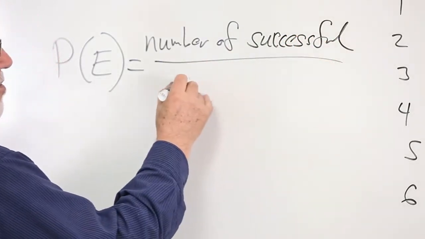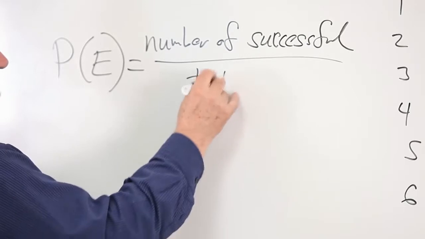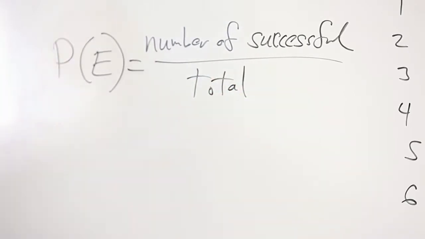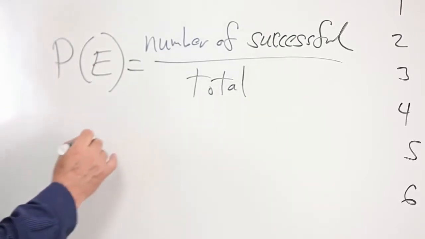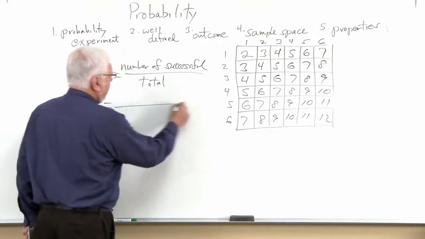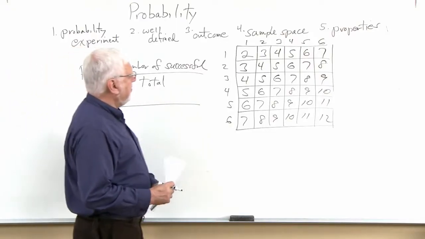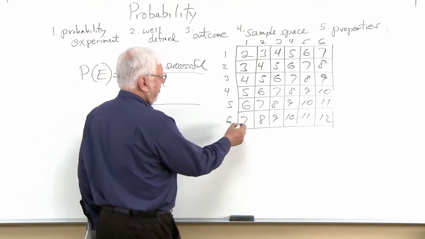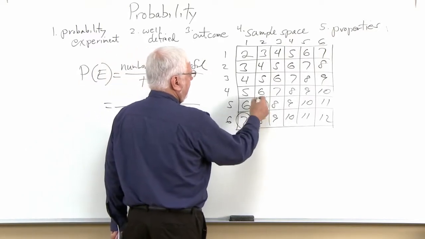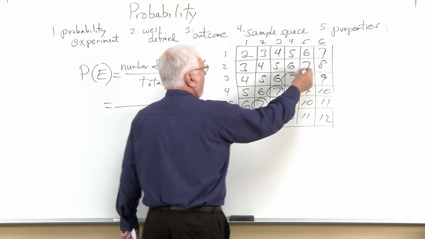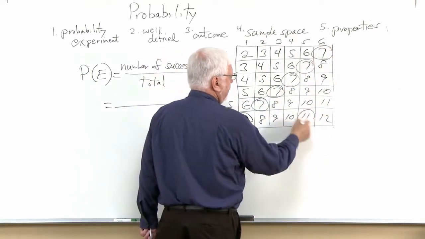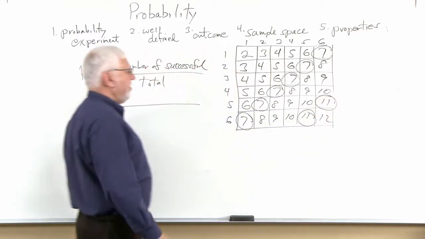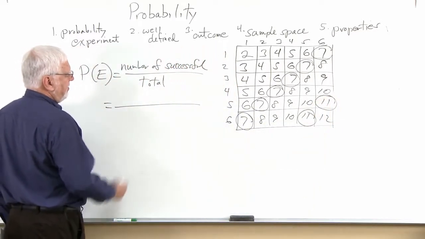Number of successful ways over the total number of outcomes. So think about that. Now, how many successful ways are there in our sample space? Well, how many 7s are there? There's a 7, 1, 2, 3, 4, 5, 6 7s. And how many 11s? 2 more, so that's 8 possible outcomes out of our total.